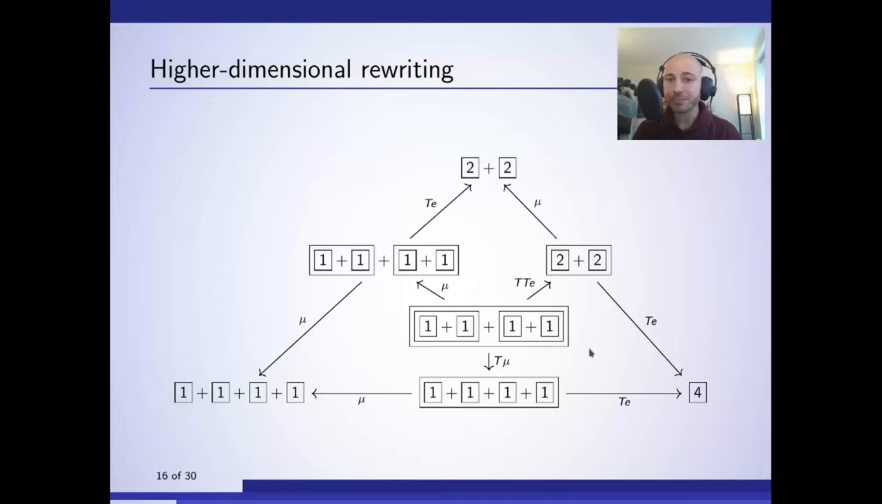So a composition is a bit like a rewrite or rewrites, except that usually rewrites are globular. This is simplicial in flavor, okay? So this is not an arrow between arrows. It's an arrow between two arrows and a composite arrow, okay?